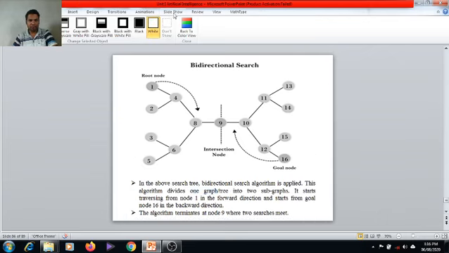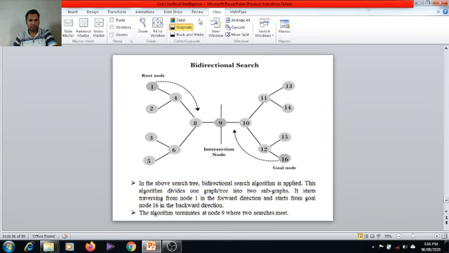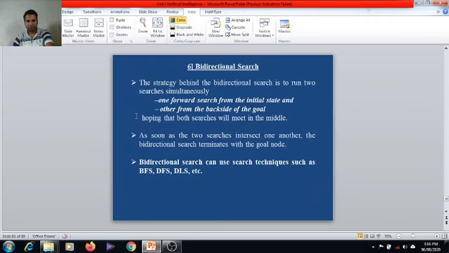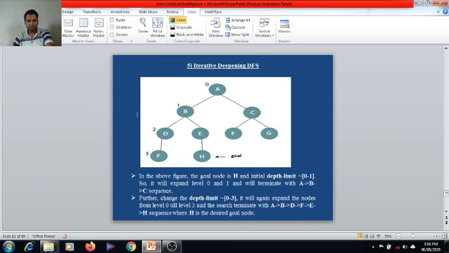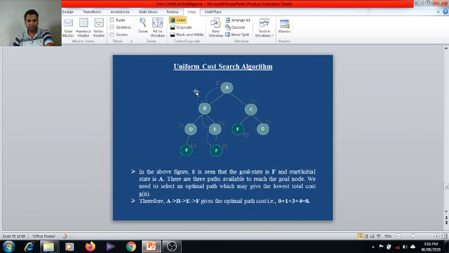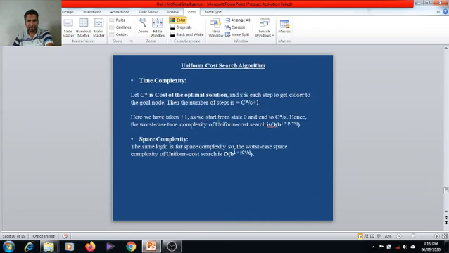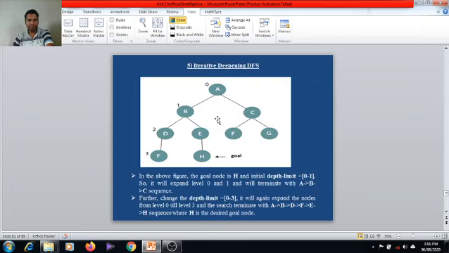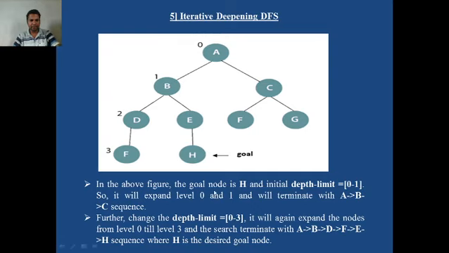So this is regarding uniform cost search. Next is our iterative deepening search. In the case of iterative deepening search, we studied that, suppose this is the search tree and we want to check the working of iterative deepening depth first search. In the above figure, the goal node is H and the initial node or root node is A.